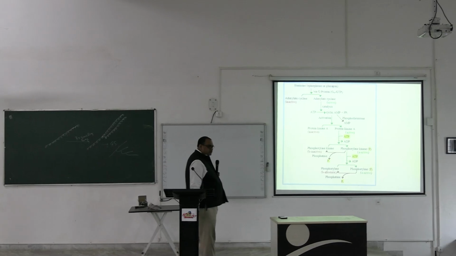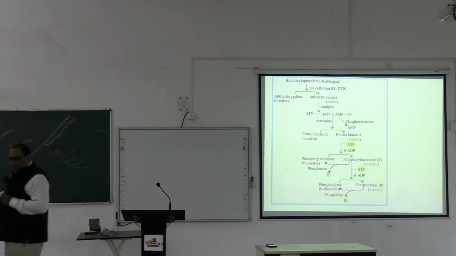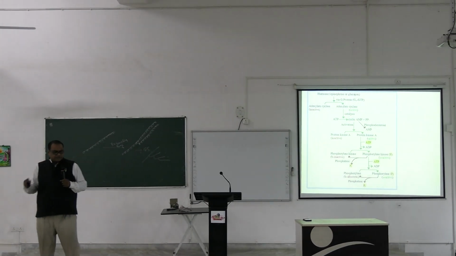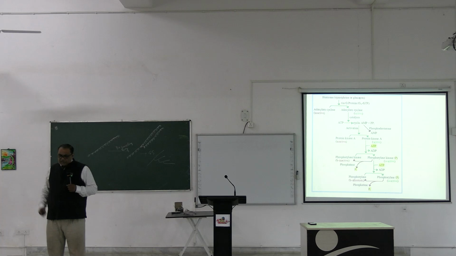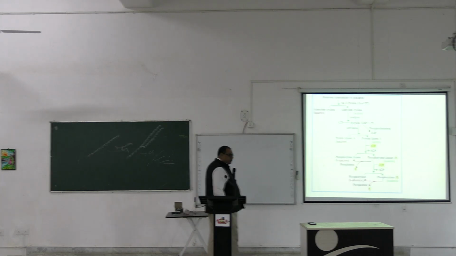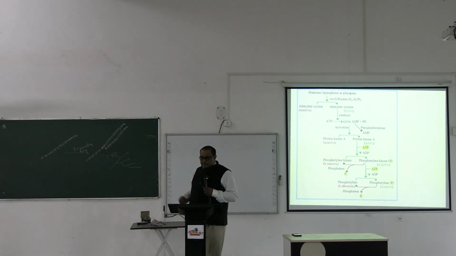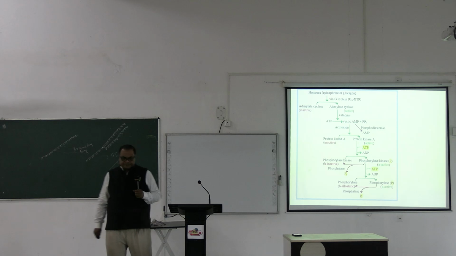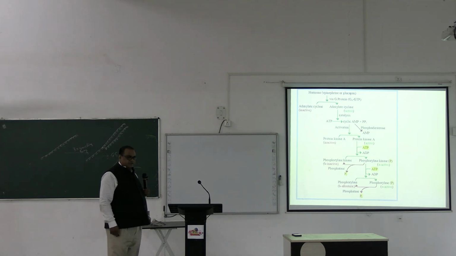So first is the hormone. The hormone binds outside the cell. That brings about a conformational change in shape and size inside the cell, which triggers or activates the G protein, G alpha S, the stimulatory protein. The activated G protein then converts adenylate cyclase to active adenylate cyclase. Adenylate cyclase or adenylyl cyclase, both are the same. This enzyme then converts ATP to cyclic AMP. This is the function of adenylate cyclase.